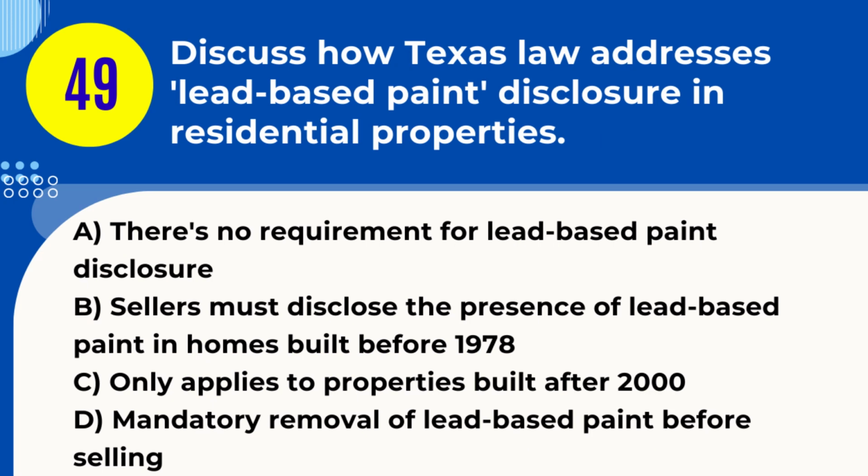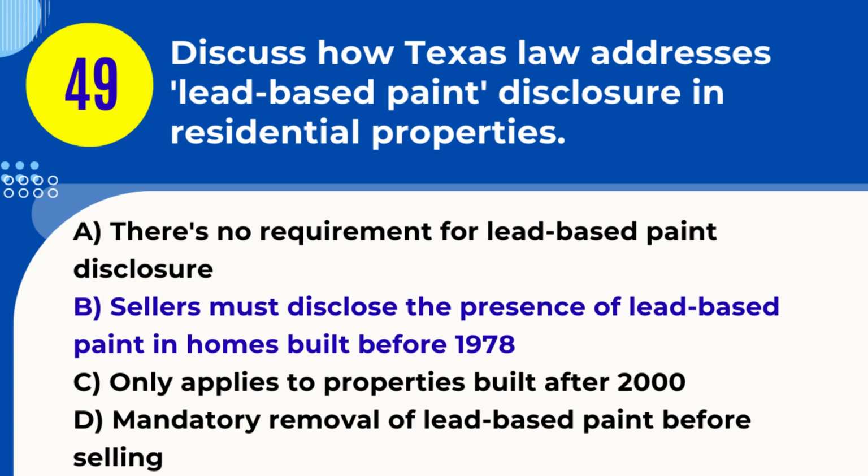Question 49. Discuss how Texas law addresses lead-based paint disclosure in residential properties. A. There's no requirement for lead-based paint disclosure. B. Sellers must disclose the presence of lead-based paint in homes built before 1978. C. Only applies to properties built after 2000. D. Mandatory removal of lead-based paint before selling.